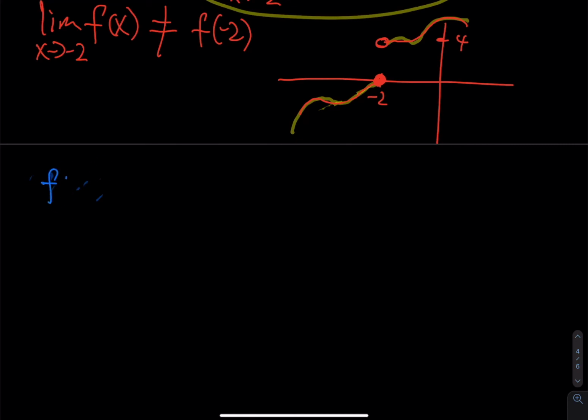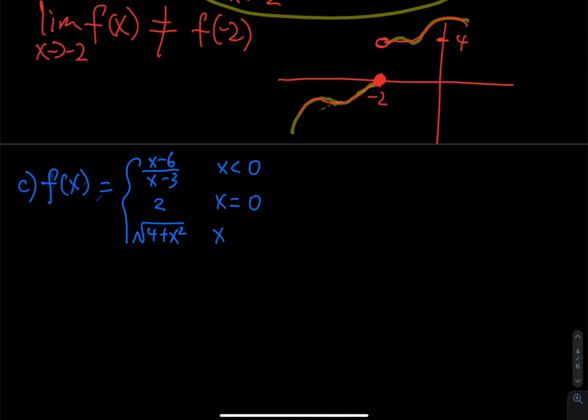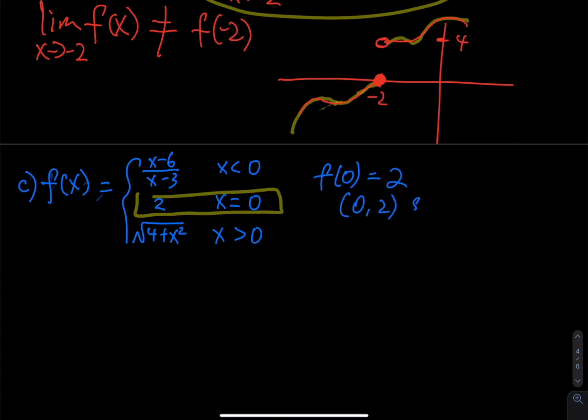So we have f of x. This is part C, equal to 3 pieces. So we have (x minus 6) divided by (x minus 3), a 2, and the square root of 4 plus x squared. This is for x less than 0. This is x equals 0. This is x greater than 0. So right off the bat, we have a solid point right here when x equals 0 exactly. So f of 0 is equal to 2. So (0, 2) is a solid point.